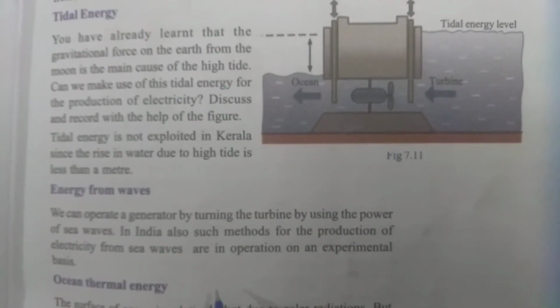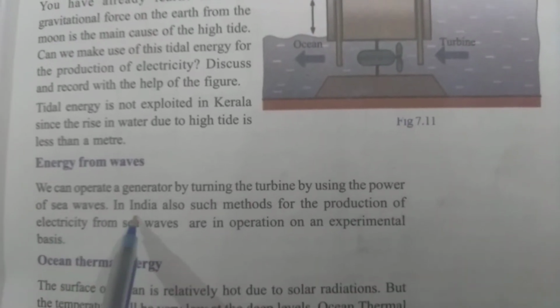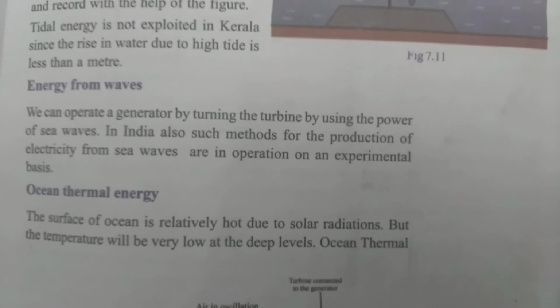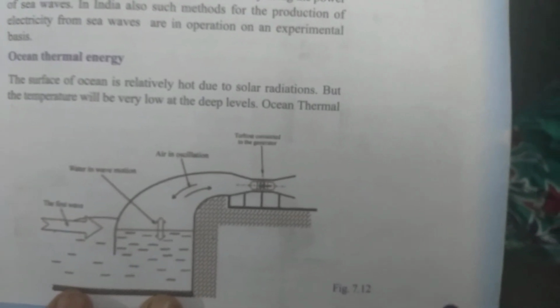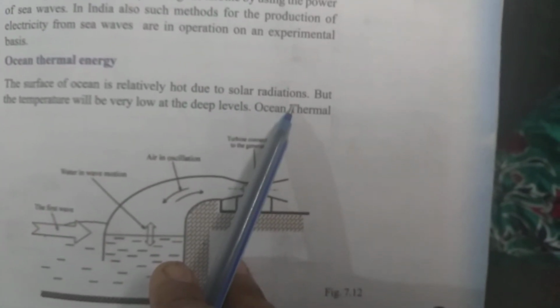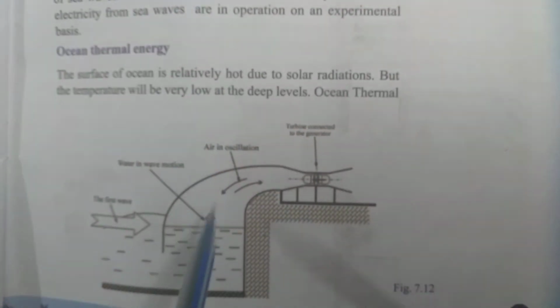Then comes energy from waves, that is, using the power of sea waves we can also rotate our turbine, thereby producing electricity. Then ocean thermal energy. This is a new topic. The surface of the ocean is relatively hot due to solar radiation, which you have studied in smaller classes, but the temperature is very low at the deep levels.